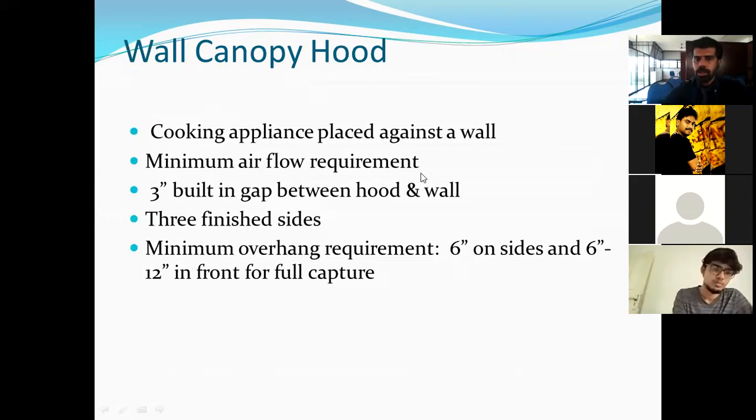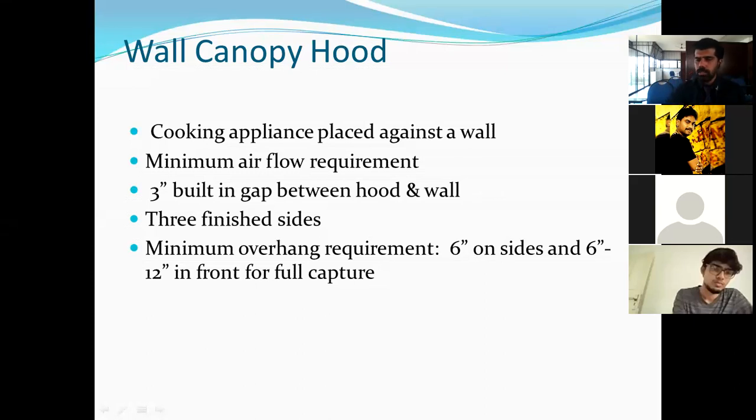Minimum airflow requirement. We need a minimum airflow requirement. Airflow means the amount of air or the fumes that has to be passed through that wall canopy hood. Okay, so minimum airflow requirement should be there. 3-inch built-in gap between the hood and wall. So there should be at least a minimum of a 3-inch built-in gap between the wall and the kitchen hood.